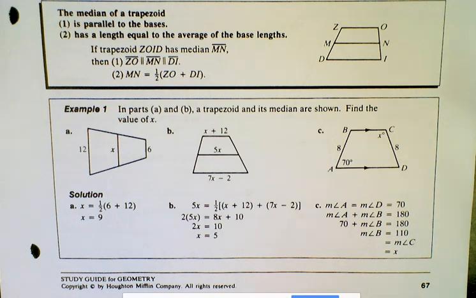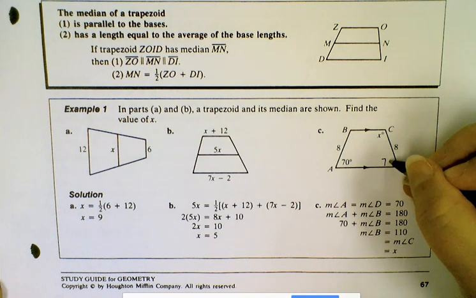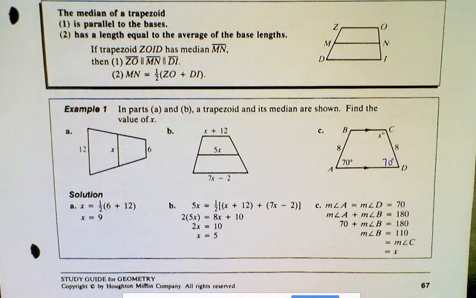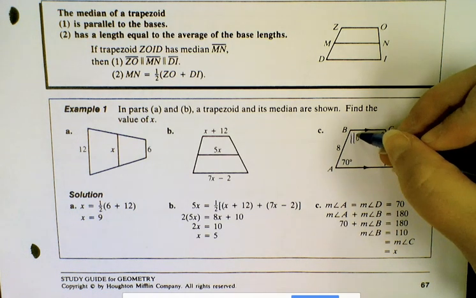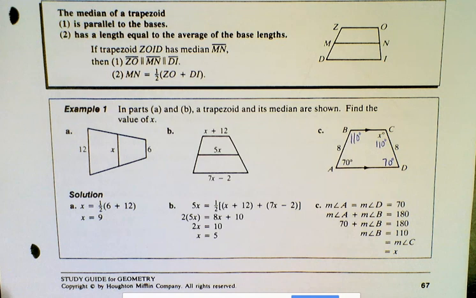And finally, in example C, this is an isosceles trapezoid. We know that the base angles are going to be congruent. So right away, I know that angle D is 70 degrees as well. And like I said earlier, these two would be supplementary because they're same side interior angles. So 180 minus 70 would mean both angles B and C here are 110 degrees.